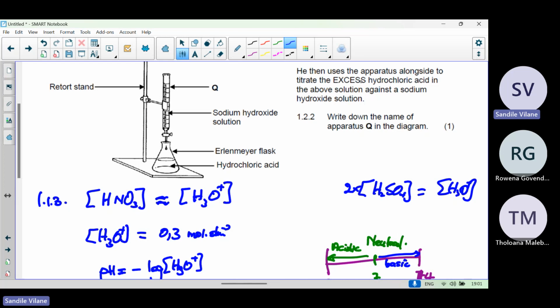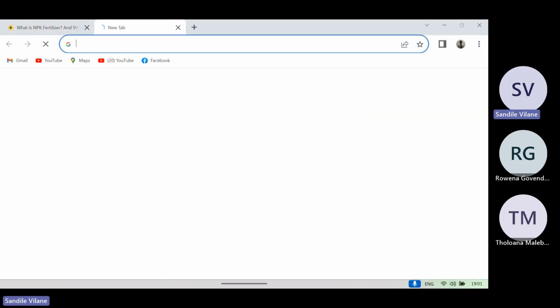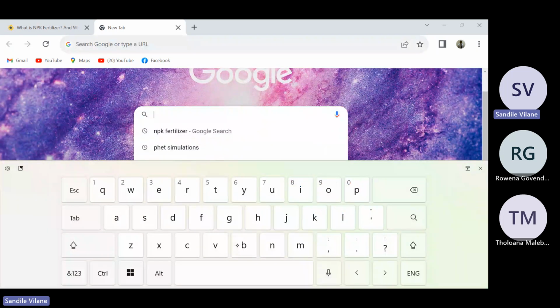He then uses the apparatus alongside to titrate the acid in the above solution with sodium hydroxide solution. Write down the name of the apparatus in the diagram. I think you guys know, it's the burette. So that apparatus is called the burette. It's a glassware. I hope you guys have seen it before, but in case you haven't, let us just show the picture of what a burette looks like.